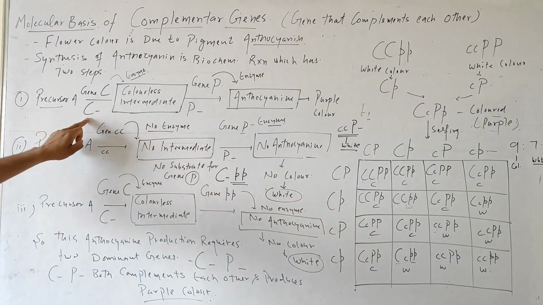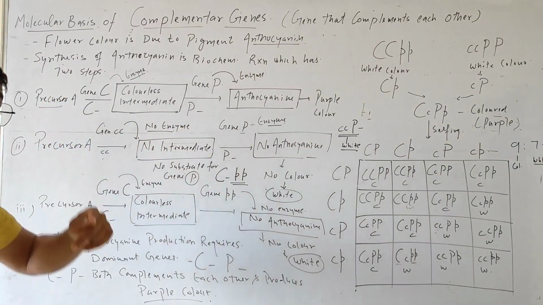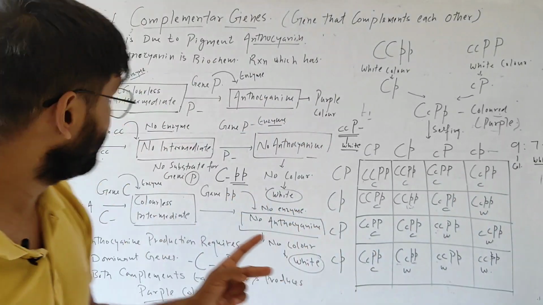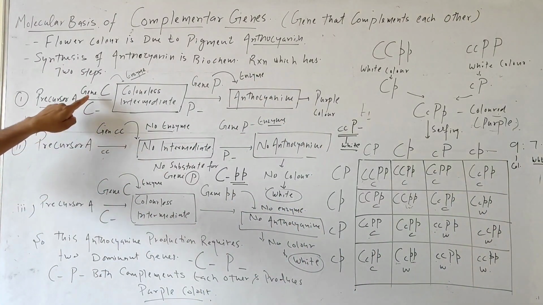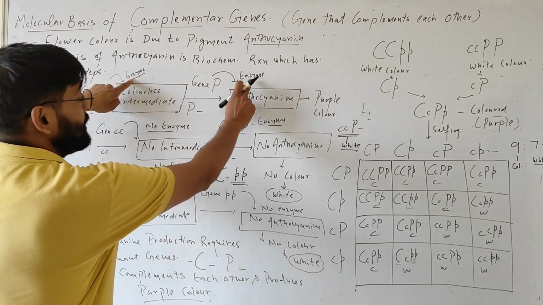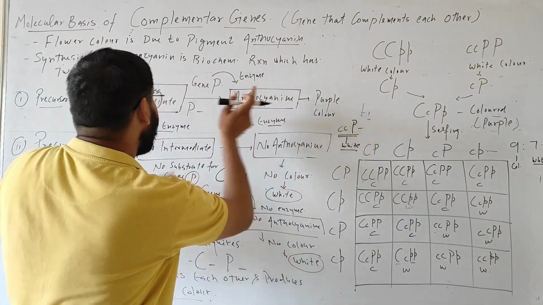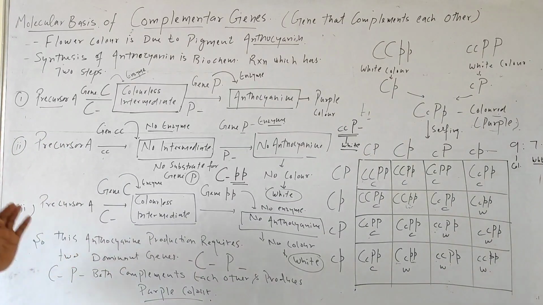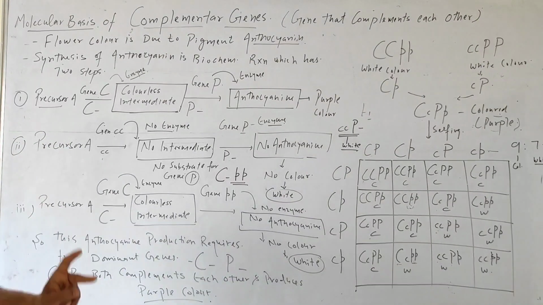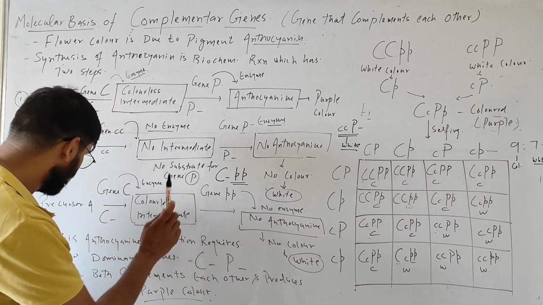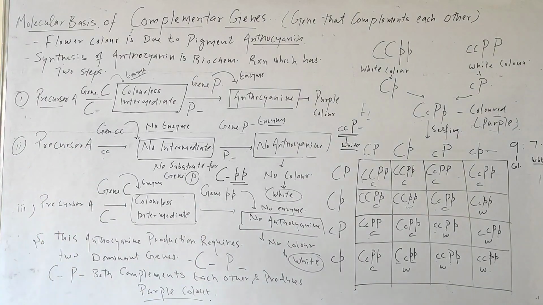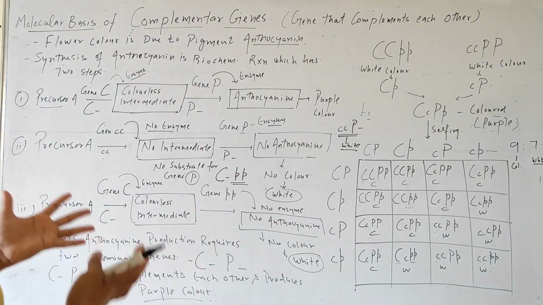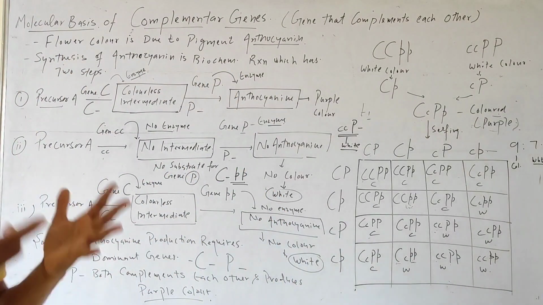This reaction is catalyzed or completed in two steps. So when both enzymes are present, the color will be purple. If any of them is absent, the color will be white. So anthocyanin production requires two dominant genes, capital C and capital P, and both complement each other and produce the purple color. So this is the molecular basis of complementary genes.